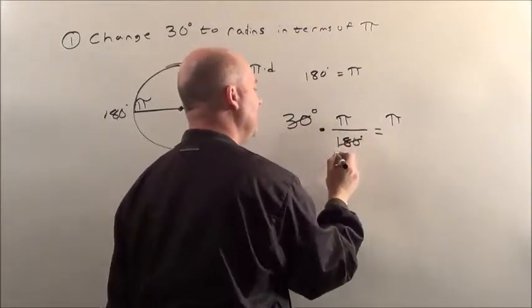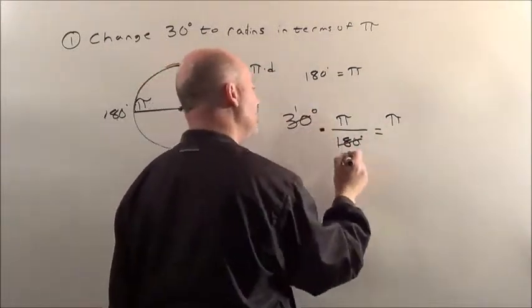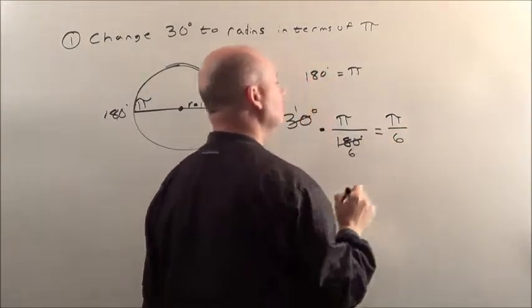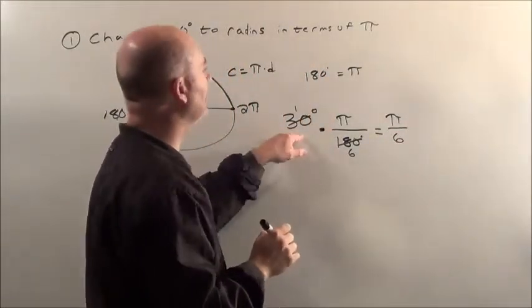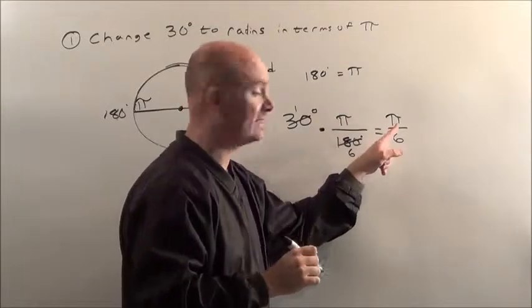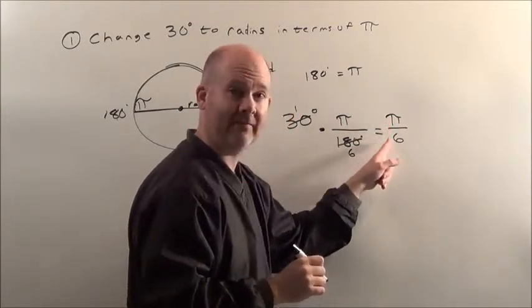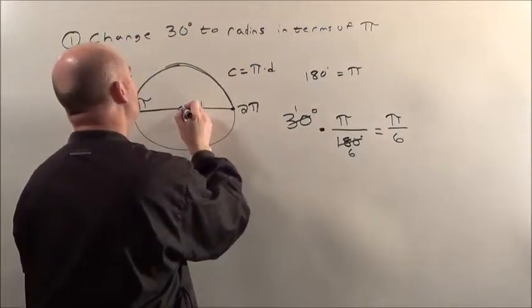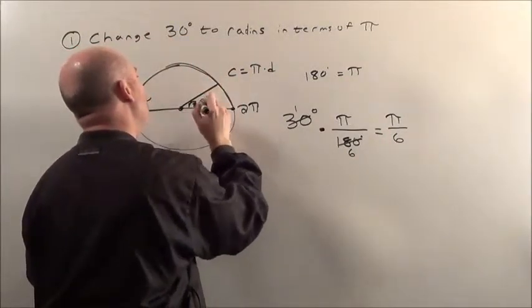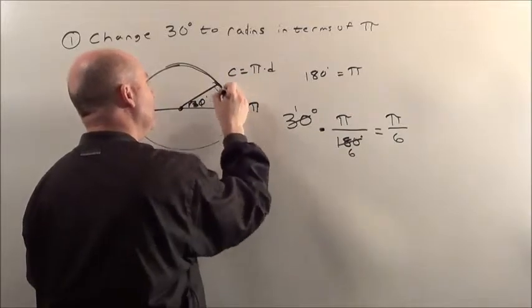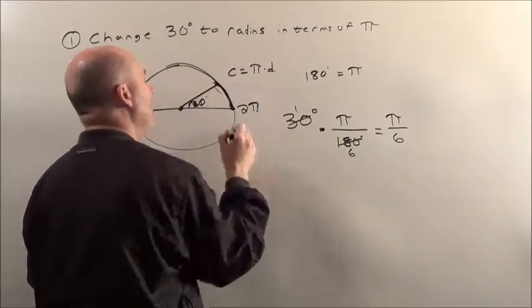The 30 and 180 both can be divided by 30. That becomes a 1. This becomes a 6. So in radian form, 30 degrees is the same as pi over 6. Now think about that. That's about 3.14 over 6. That's about a half a radian. If you're in this circle and you have a 30 degree opening right here, that is about a half a radian right there. It's a little over half a radian.